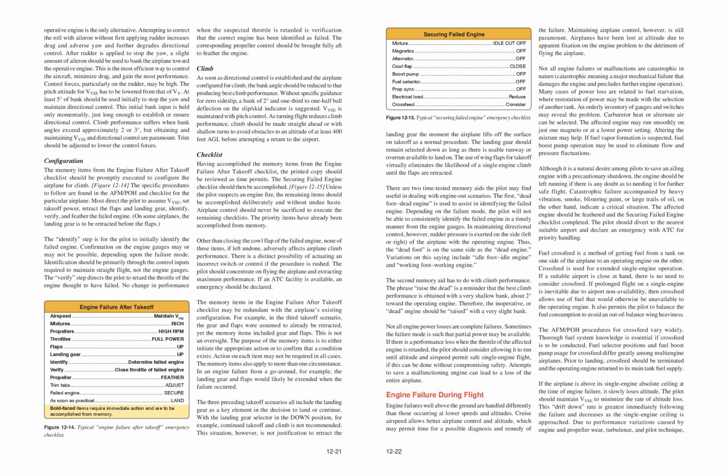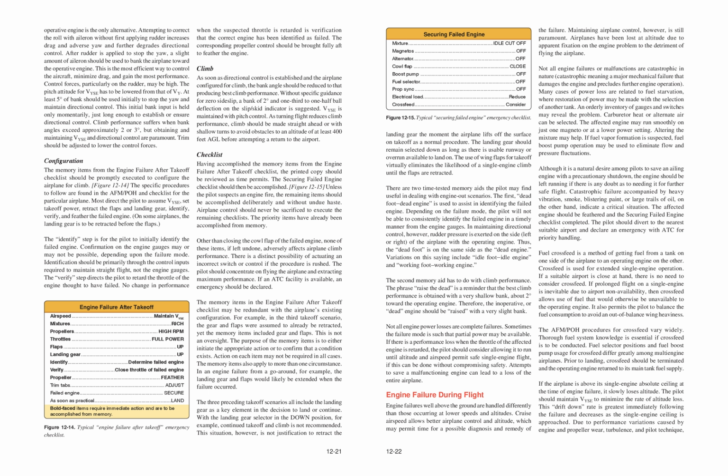Securing failed engine. Mixture: idle cutoff. Magnetos: off. Alternator: off. Cowl flap: off. Boost pump: close. Fuel selector: off. Prop: feather. Electrical load: off. Crossfeed: reduce. Consider. Figure 12-15. Typical securing failed engine emergency checklist.